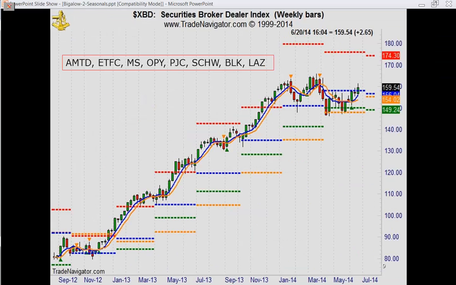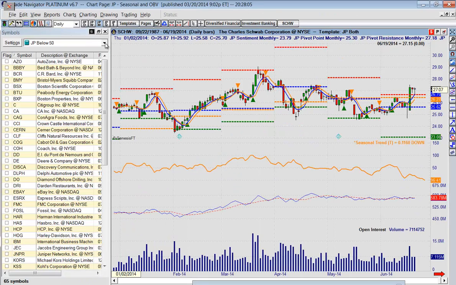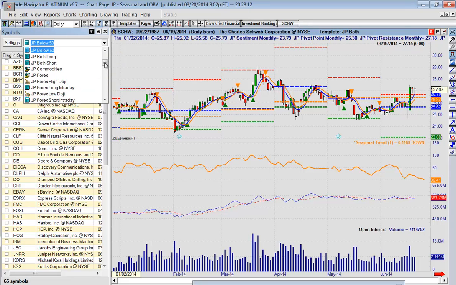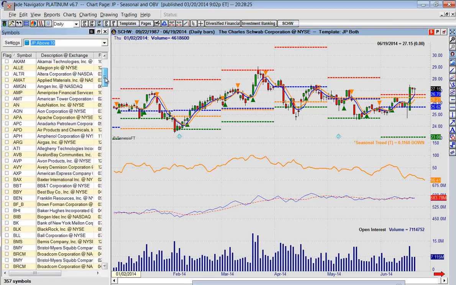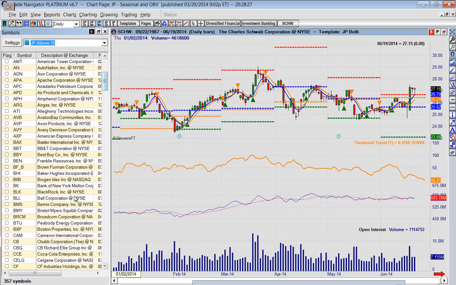In addition, it's easy to run a scan, by the way, and I think tonight we were going to talk a little bit about running scans. And think of it this way: in times when stocks are going up, there's a lot of stocks that are probably above their 10-day moving average. In fact, in the S&P 500, 357 stocks are above their 10-day moving average.